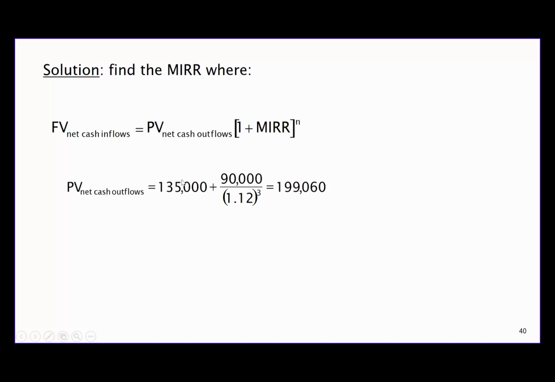First step is to compute the present value net cash outflows. Then we'll calculate the future value net cash inflows. Then we'll plug them in and solve for the MIRR. Now, one thing to be careful of here is we're asking for the present value net cash outflows. We're not calculating net present value. Don't make either of these negative.